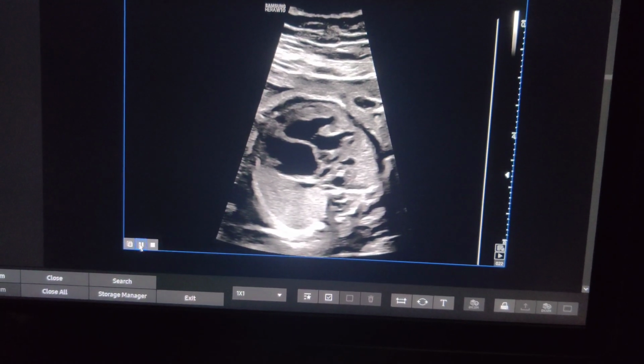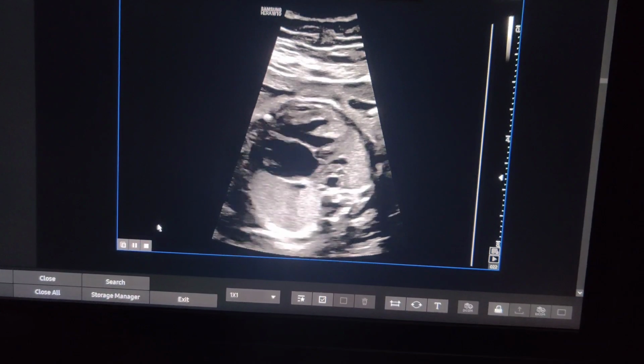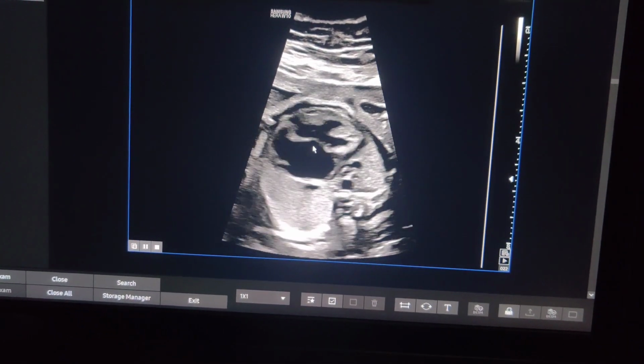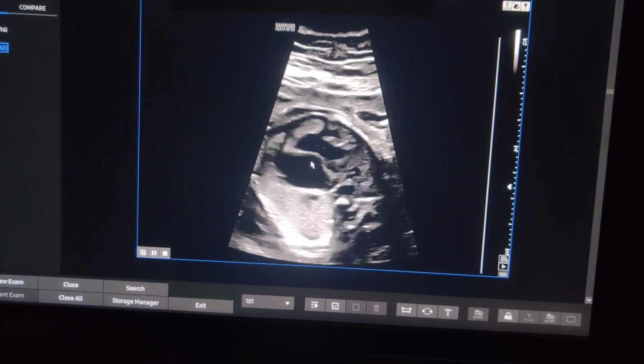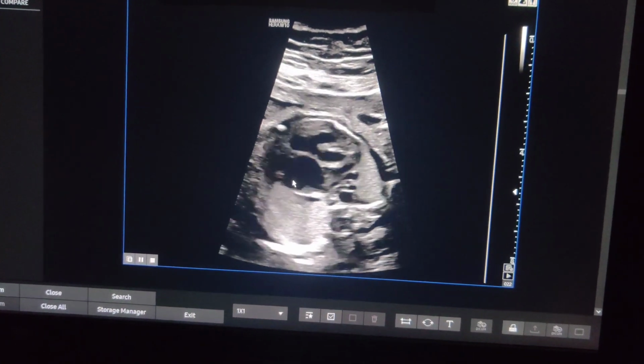When we run the cine, you can see that there is a single large common atrium. The fossa ovalis apparatus is completely absent. I don't see a septum primum, a flap, or a septum secundum.